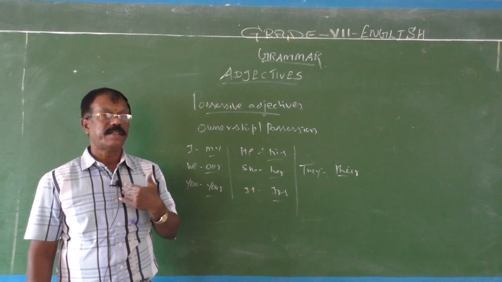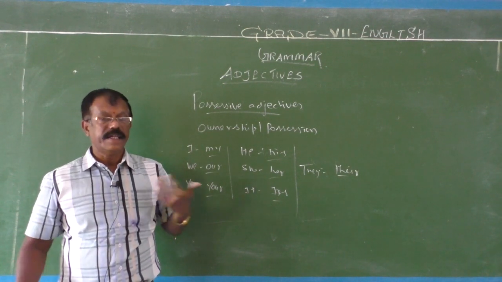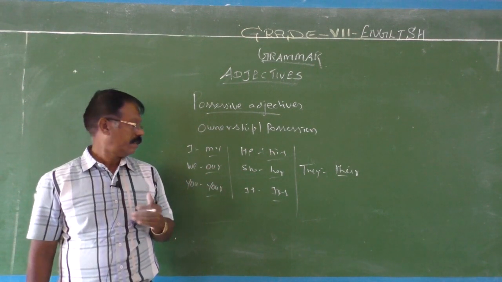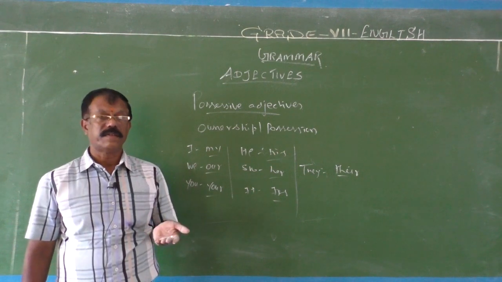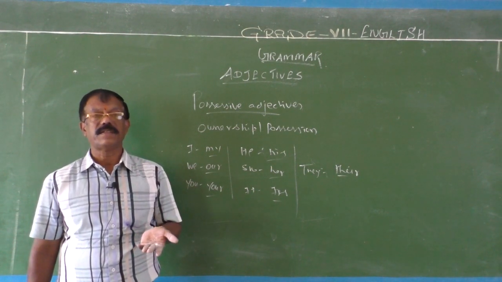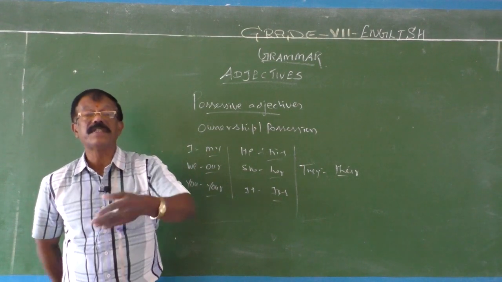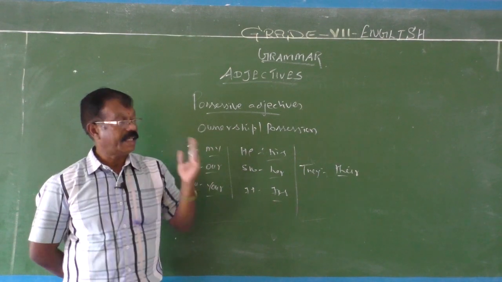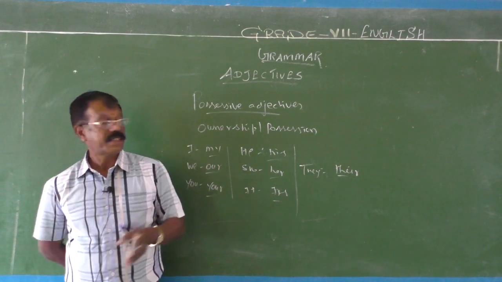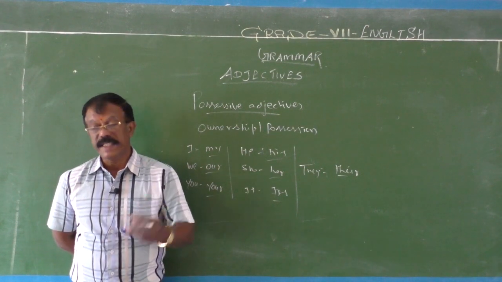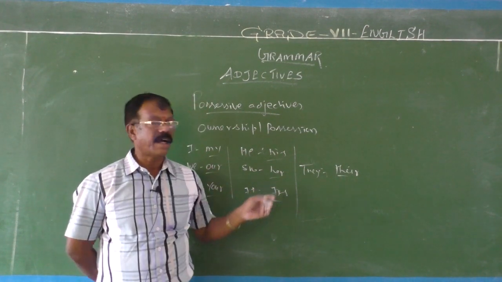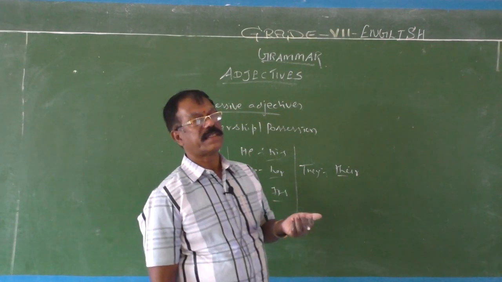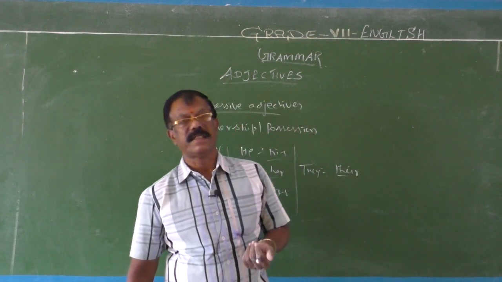You are all my children. India is our country. Trinity International School is our school. We are your friends. We are your teachers. He is his father. She is her mother. It is its tail. They are their friends. They are their daughters. They are their sons.